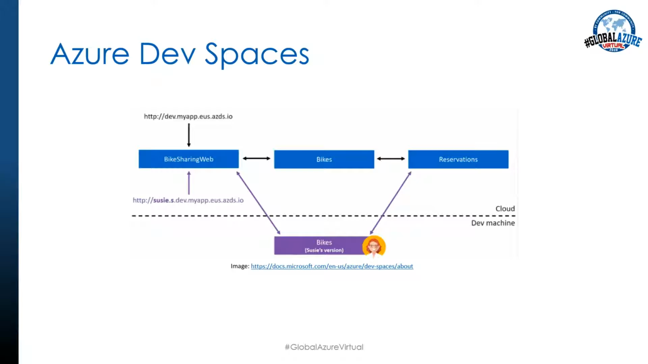This allows developers to run their own version of a service while reusing dependent services. Azure Dev Spaces is not supported in all regions, but if you are using a supported region, you can use it with Visual Studio Code with the Azure Dev Spaces extension or Visual Studio 2019 with the Azure Development Workload. That's enough for the slides and time for a demo.